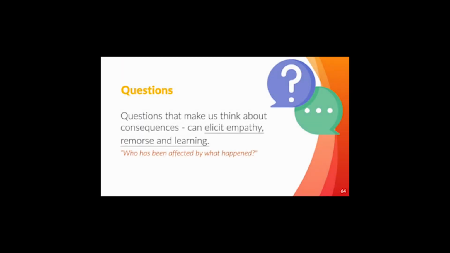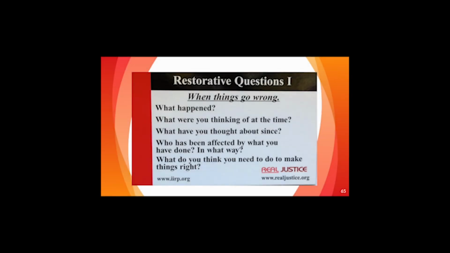There's a lot of questions involved, and some of these questions make us think about the consequences, and they can elicit empathy, remorse and learning. Questions like, who has been affected by what has happened? So typically these are the restorative questions when things go wrong, particularly in relationships. What has happened? What were you thinking at the time? What have you thought about since? Who's been affected by what you've done? What do you think you need to do to make things right? And this form here, Tell Your Story, is a part of this, just telling what actually happened.